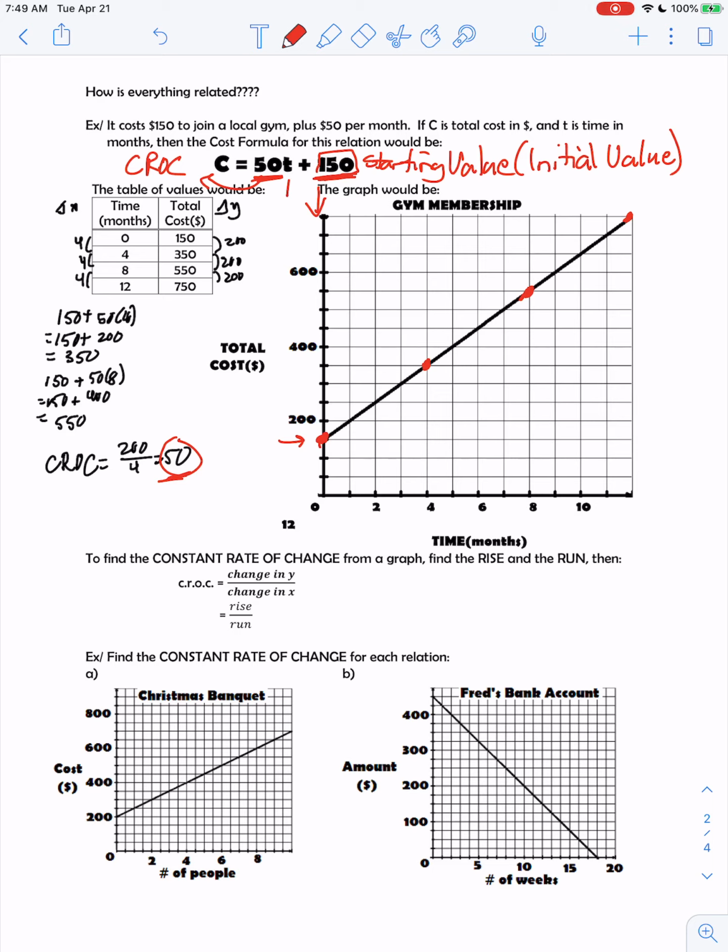And then this number here, that's your croc. And notice your croc gets multiplied by your variable. So our horizontal axis here, this is time in months, so this is T. And then our vertical axis here, this is total cost, that's C.